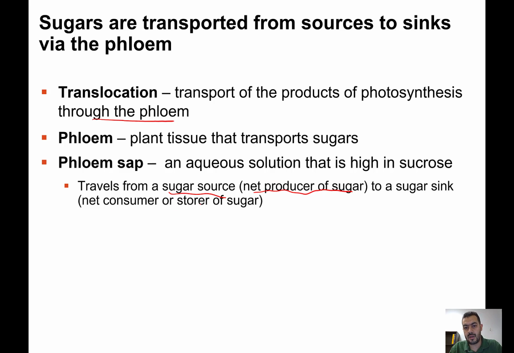So remember, we said that leaves are the producers of the sugar. And why are we saying net producer? Because actually the leaves will consume part of the sugars for their own metabolism. However, they produce more than they consume, so we will have a net production of sugars happening in the leaves that will move. This is the phloem sap. The aqueous solution rich in sugars and mainly sucrose will move from there to the consumers or the storer organs.